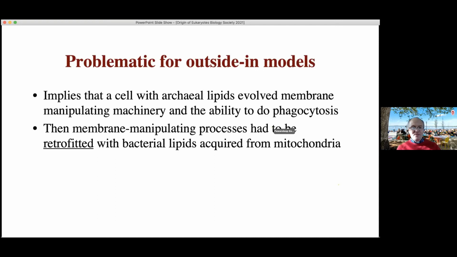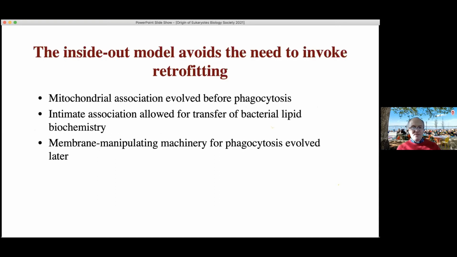In contrast, the inside-out model makes complete sense, because what happens here is that the association occurs prior to the evolution of any of these membrane complexities. So you have this close affiliation of the mitochondria with the host cell, allowing plenty of opportunities for the exchange of genes and actually physical lipids through contacts that could result in the lipid revolution. And only later do you add and embellish upon your repertoire of membrane manipulating proteins using the new membrane types.